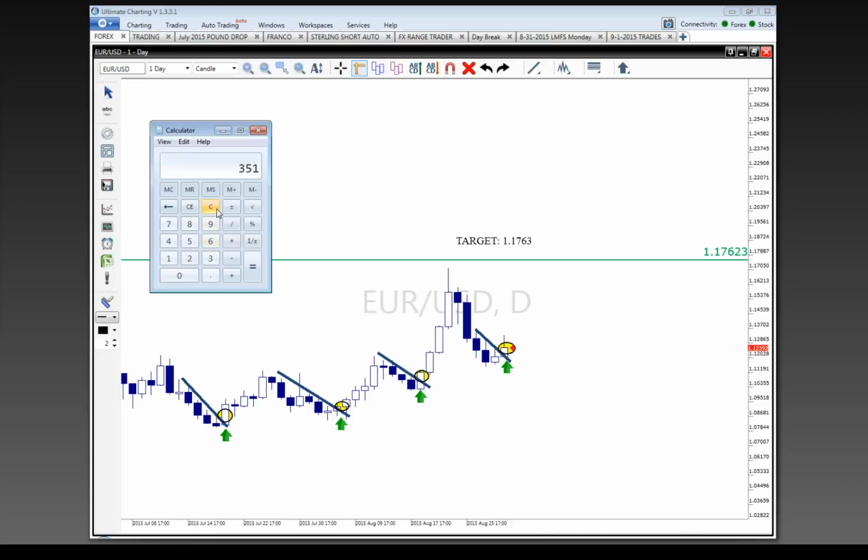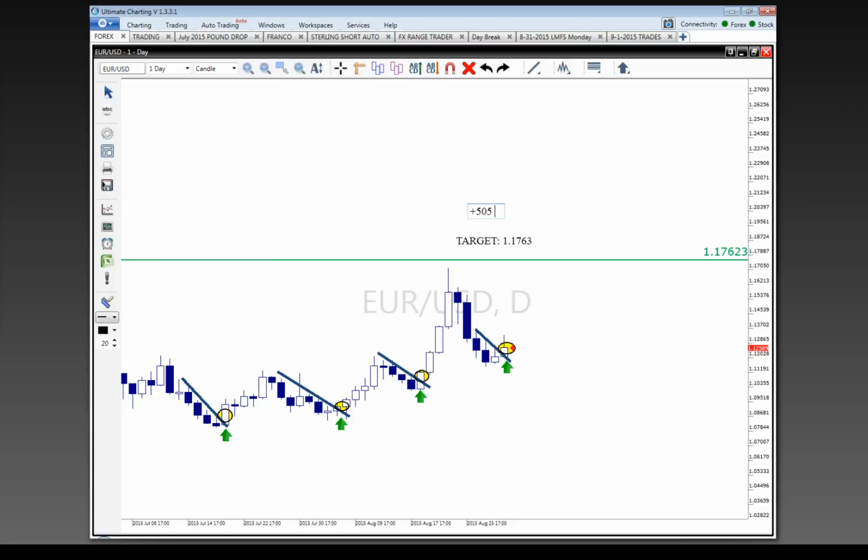We'll use our calculator to be exact. Target is 1763 minus 1258 current price points, 505 pips. So you have 505 pips or $5,050 to be had here, one pip being equal to $10.